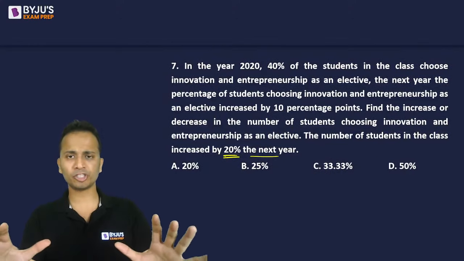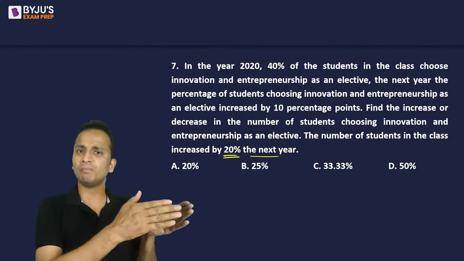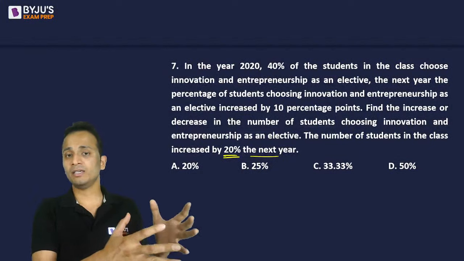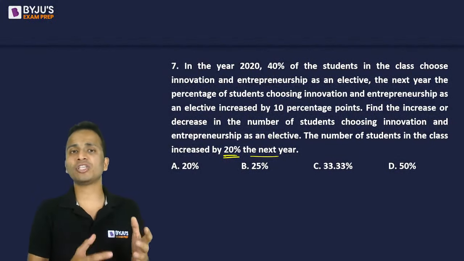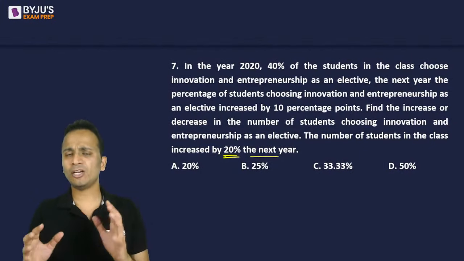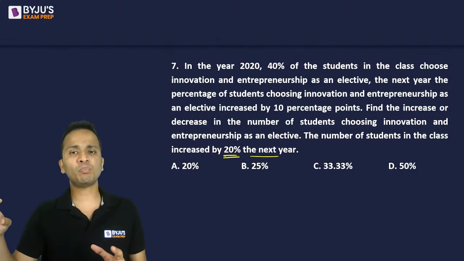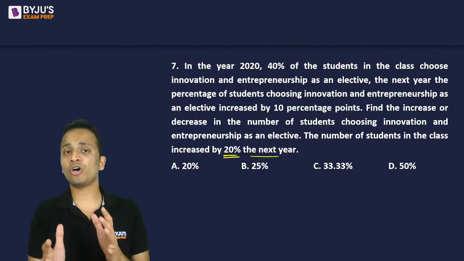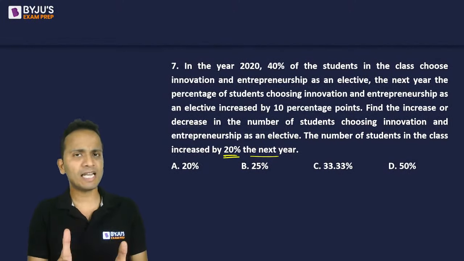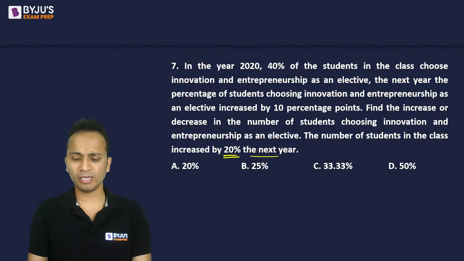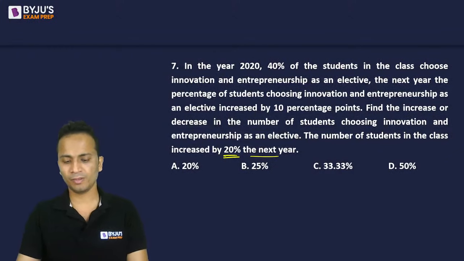Now, very simple question. You will have to take care of the base, right? The percentage by which the base is increasing, and also the percentage points increase in the fraction or in the percentage of students who have selected innovation and entrepreneurship as the elective. So step by step करना है question, बहुत easy है. So Vaibhavi has already given the answer. Good.